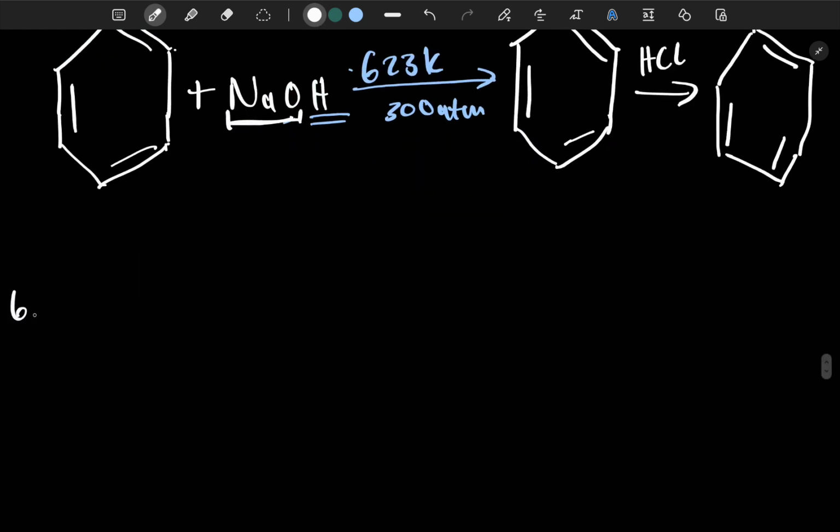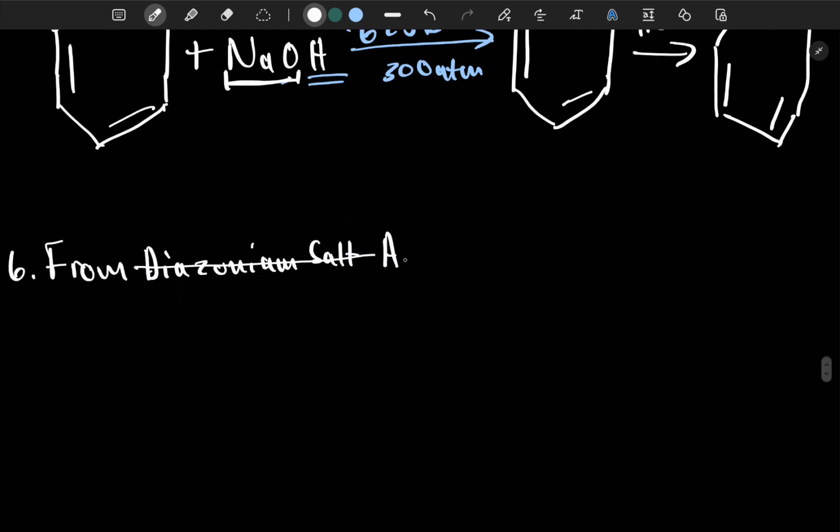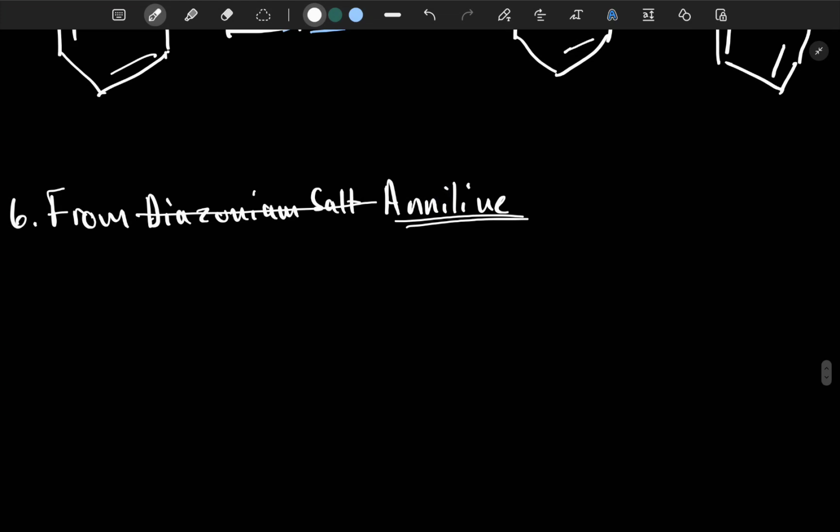Now, number 6 is going to be, they say from diazonium salt, okay? They say that you are now forming from diazonium salt, which is true, but diazonium salt is an intermediate, so I don't want you to do that. You can say it is from aniline. That's actually where we start, okay? I know there's diazonium salt, but we start at aniline.